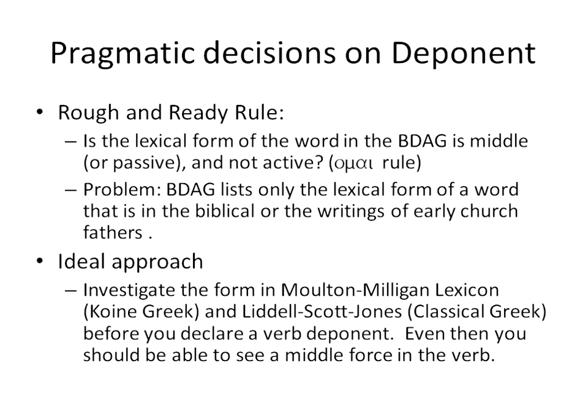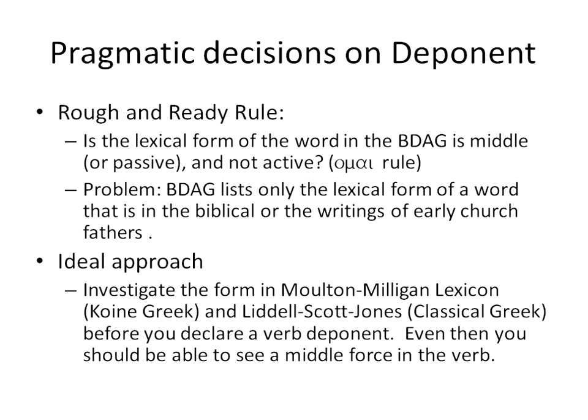This is on what is deponent, not on how you should be working on a translation. First of all, is there a lexical form in the BDAG? Is the lexical form middle or passive and not active? This is really the omai rule. If you see the omai there, it's probably deponent. There is a problem. The BDAG in this rough and ready rule only lists the lexical form of a word that is in the Bible or in the writings of the early church. Now, you may have the active form and not the omai if it's just not in the Bible or in these early church fathers.